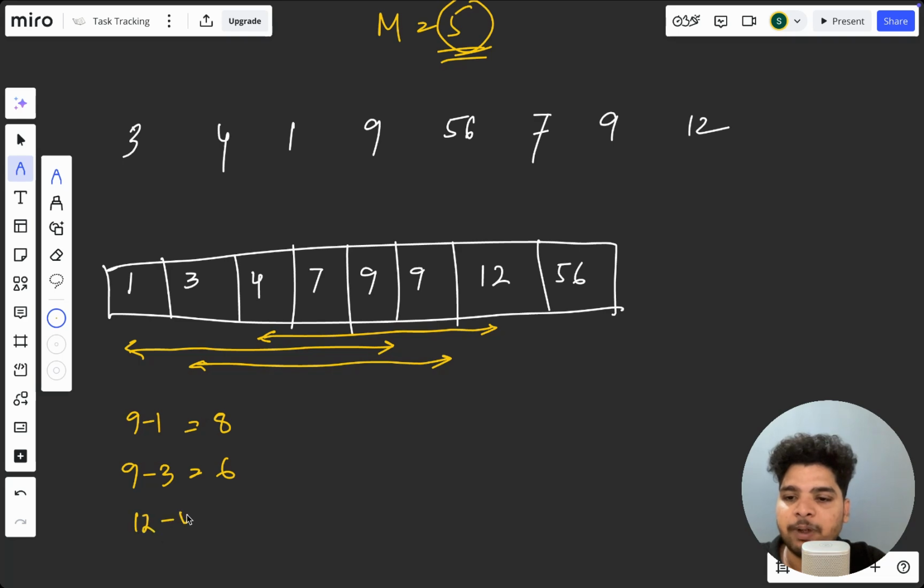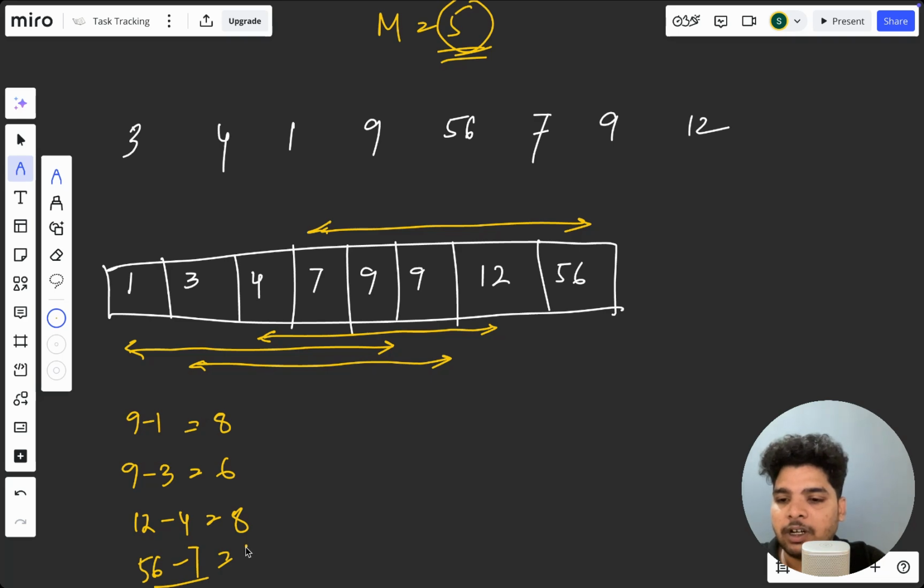12. What will be the minimum? 4. What is the difference? 8. If I take this one, this one, this one, what will be the output? Maximum is 56, minimum is 7, right? The difference is basically 49. So among them, what is the minimum value I get?